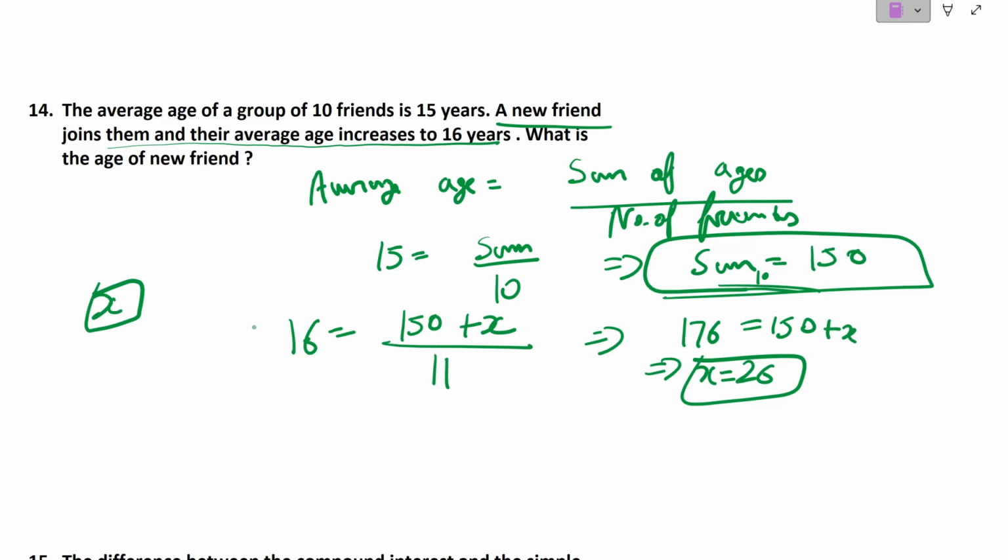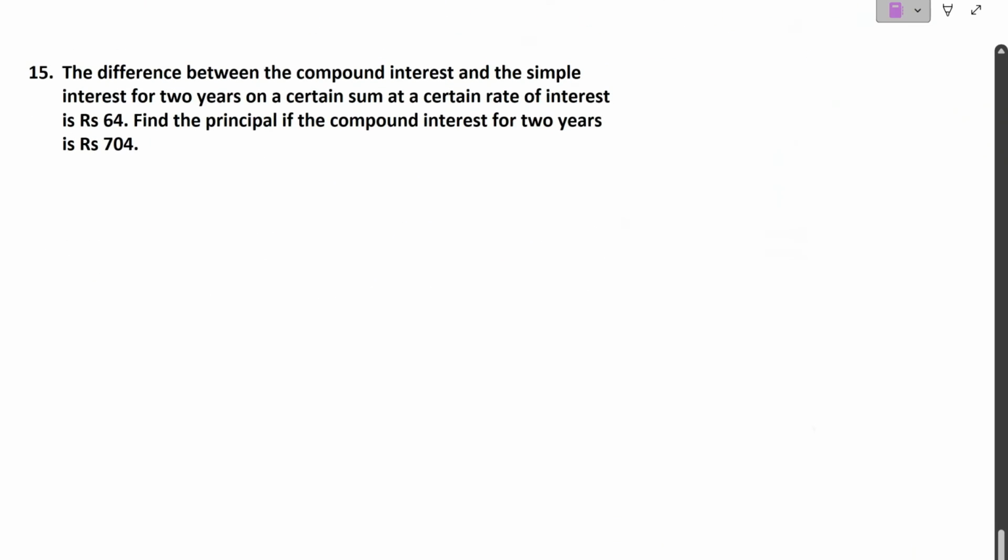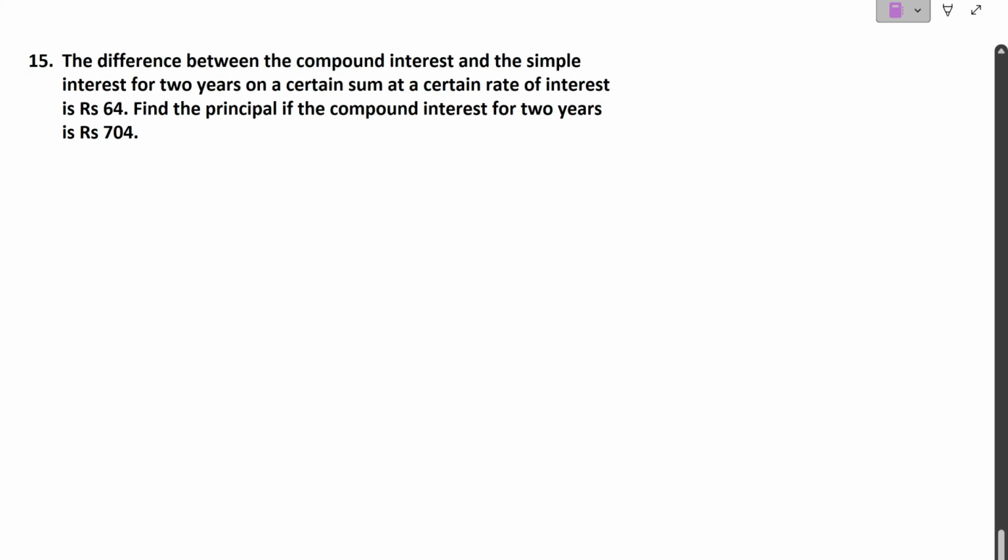So this is all about common sense. You have to use your common sense and logic behind solving these kinds of questions. We move on to the final question, question number 15 for this section. The difference between the compound interest and the simple interest for 2 years on a certain sum at a certain rate of interest is rupees 64.